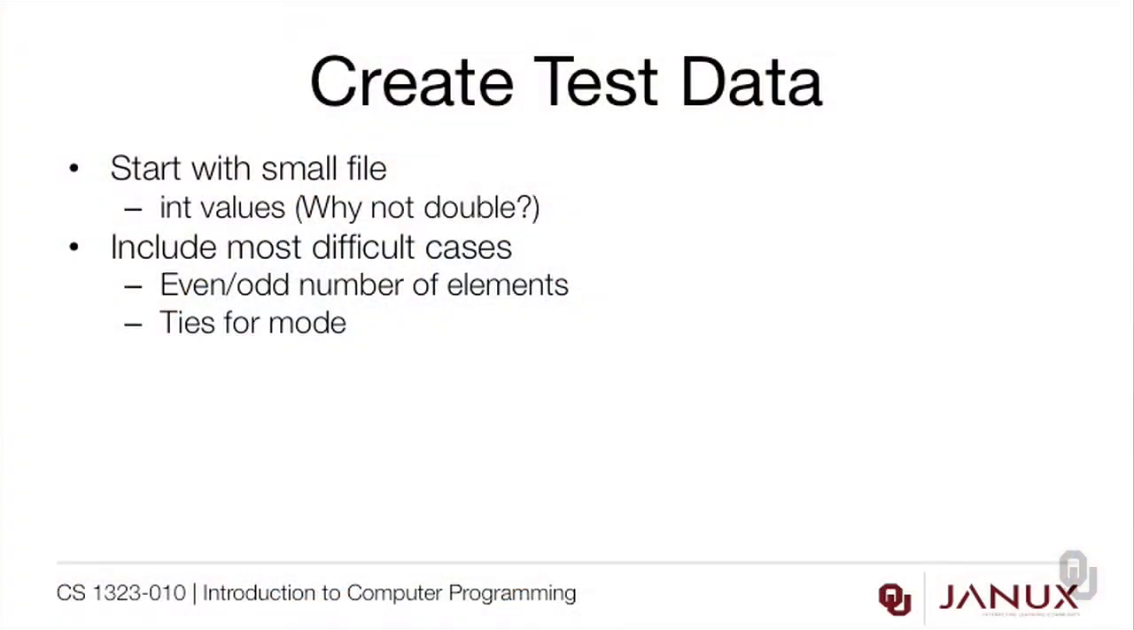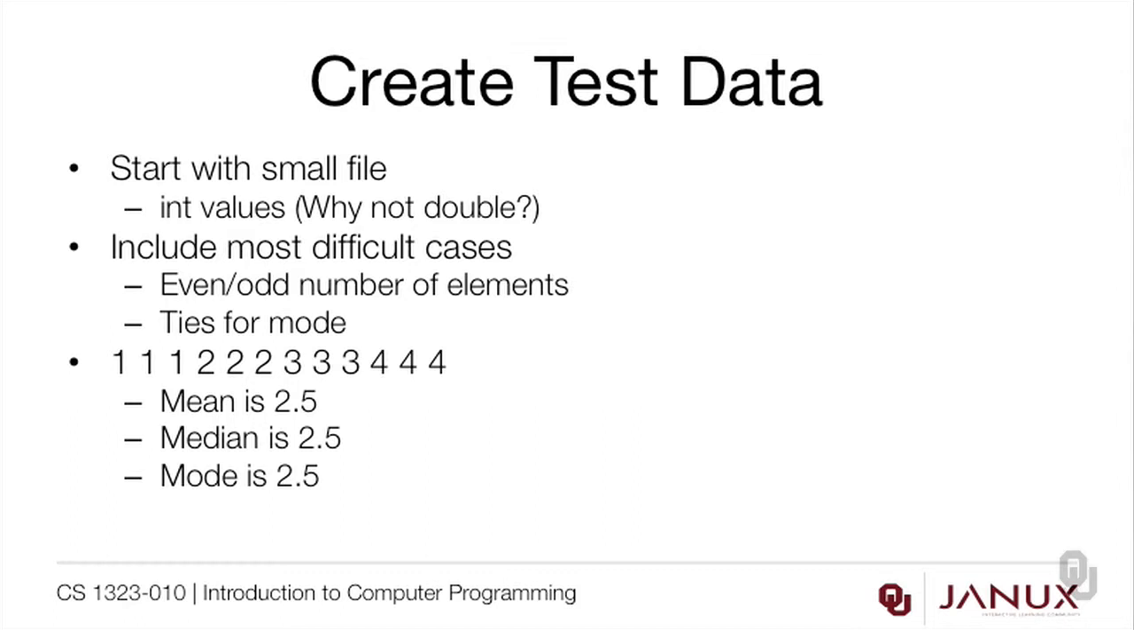We also want to make sure we include some of the difficult cases. So even an odd number of elements, ties for the mode, things like that. A really good set of data to look at is 1, 1, 2, 2, 3, 3, 4, 4. So you have an even number of data elements, you've got ties all over the place, and better yet, the mean, the median, and the mode are all 2.5, so you know exactly what the answers should be. So that's kind of a clever test data set for us to use. So what we're going to do is put the number of values in the file first, and then enter the data themselves.